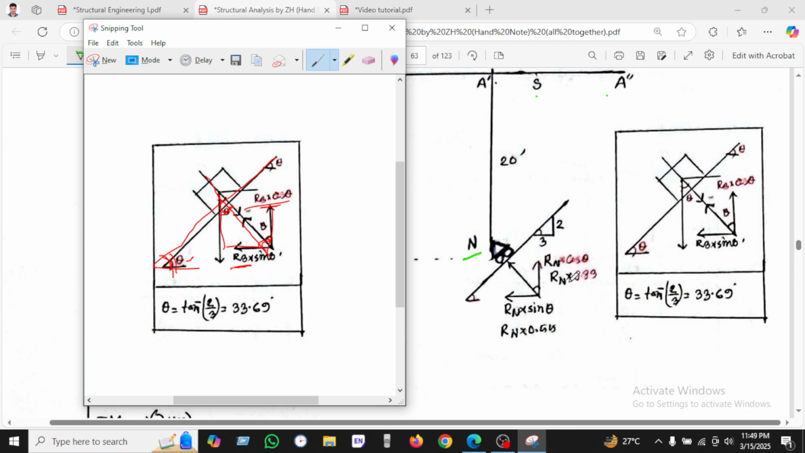So Rn cos theta is the vertical portion. You can see here the vertical portion 0.883, and the horizontal one in x-axis sin theta has been found here, and we also calculate theta as tan inverse of 2 over 3, as the slope is given here.